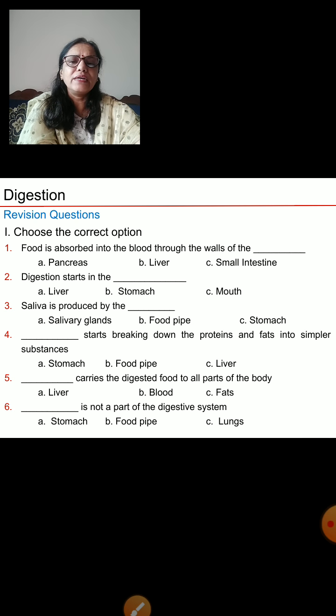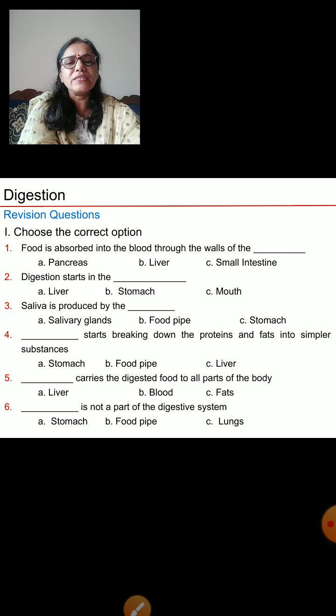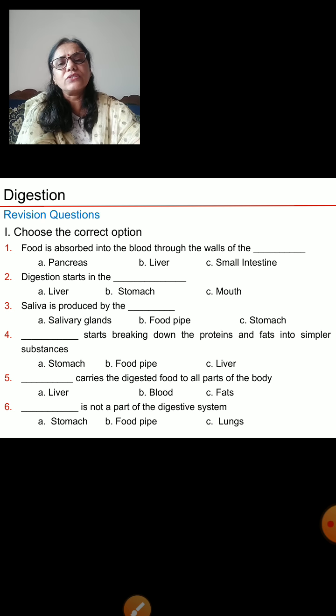Now, I am giving you some revision questions in the form of multiple choice questions. I will read and also explain to you, and I will give the correct answer. Here I am ticking the correct answer, but in the FA2 test, you have to tick the correct option.